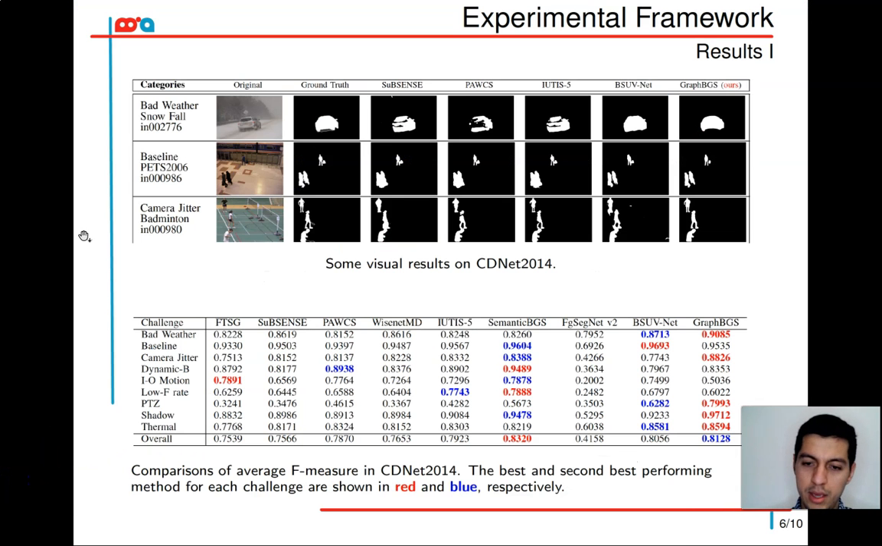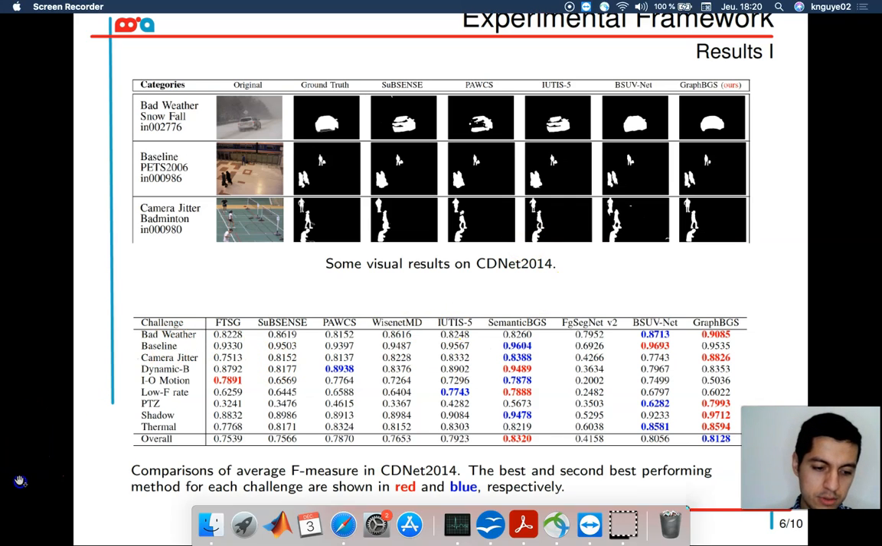Here we have some visual results of our method, and we have some numerical results. We can see that our method is better than several methods, even though some of these are deep learning methods. Then these are the visual results and the numerical results.